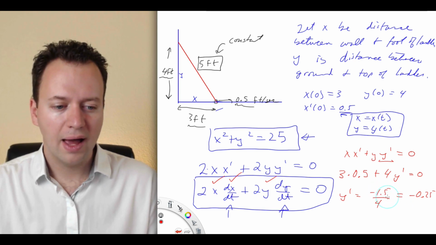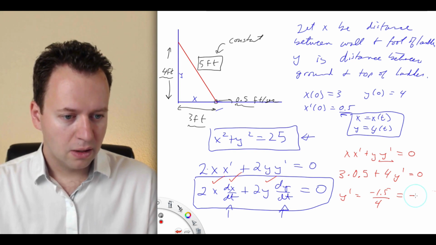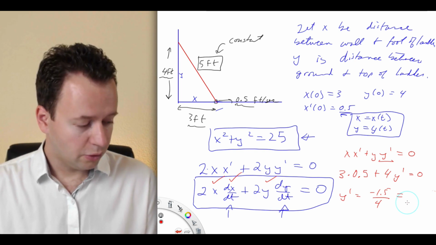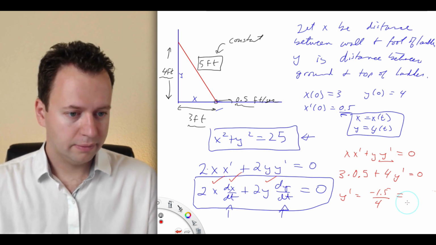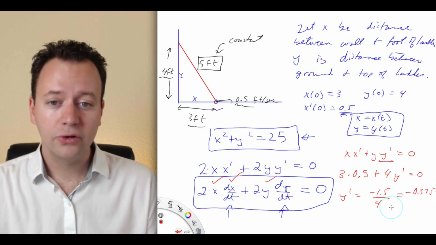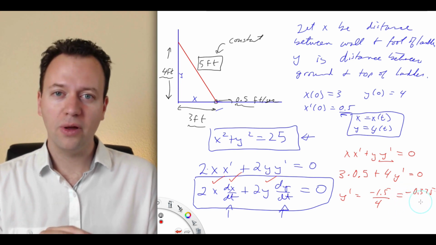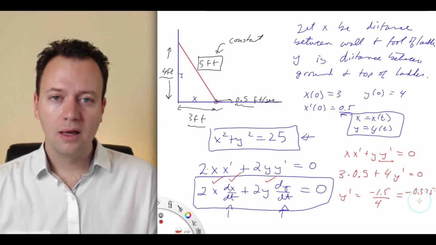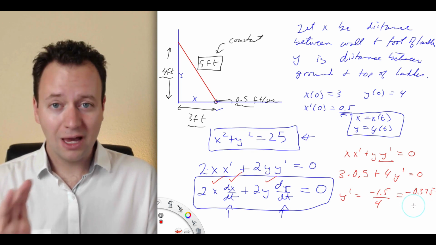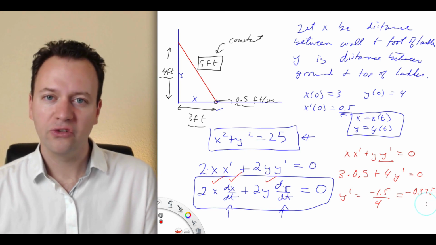Because 1.5, no, that's not true. I was thinking 6 in my mind. 1.5 over 4 is 0.375, so 3/8, minus 0.375. So the answer is that the height of the ladder is decreasing at a rate of 0.375 feet per second, or 3/8 of a foot per second. The rate of change of the height is negative 0.375 feet per second.